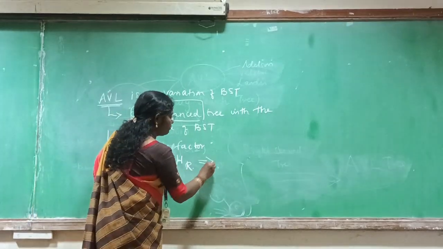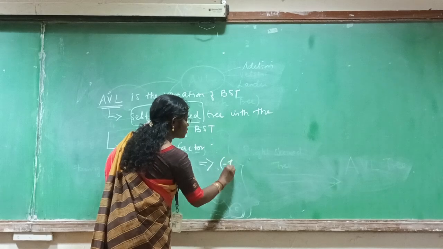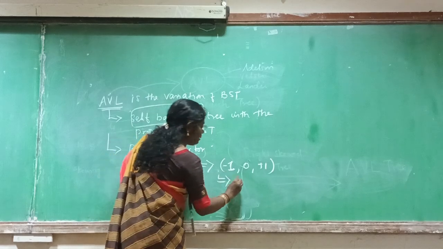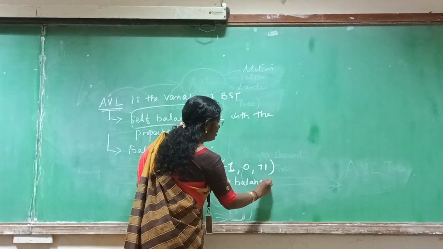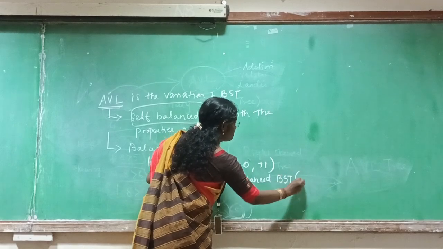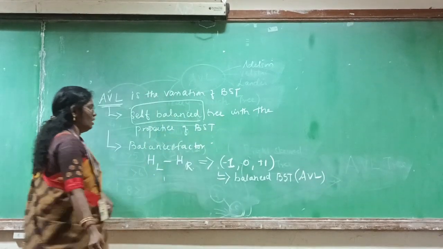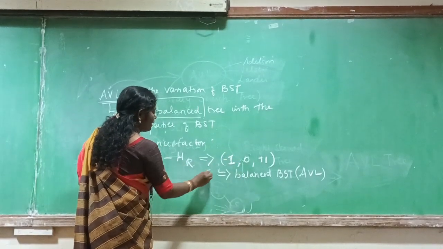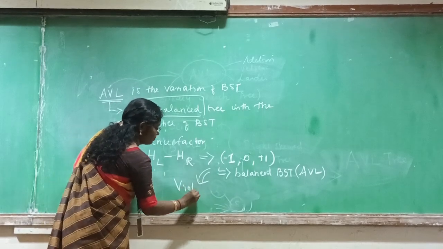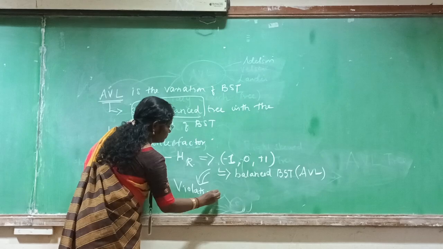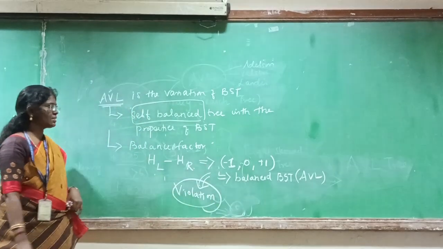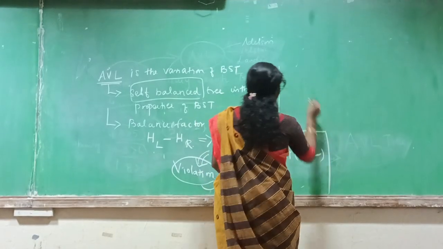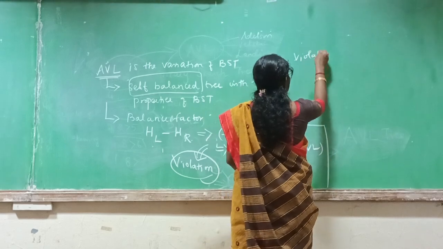If the calculated value lies in the range of either -1 or 0 or +1, then the tree is said to be a balanced BST, or simply AVL. If the calculated value lies outside this range, then there occurs a violation. Violation in the sense, we will be encountering 4 types of violations. There are 4 cases of violation.